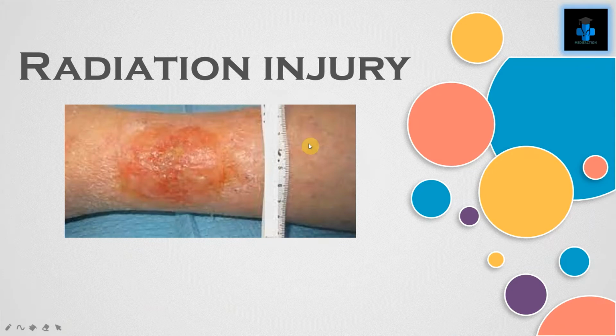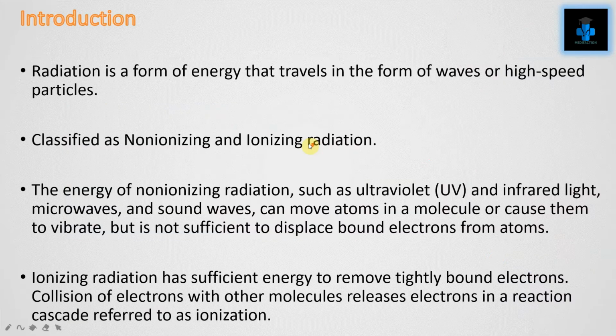Today, let's learn about radiation injury. Radiation is a form of energy that travels in the form of waves or high-speed particles. They are classified as non-ionizing and ionizing radiation.